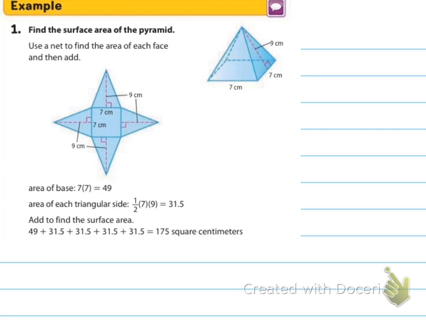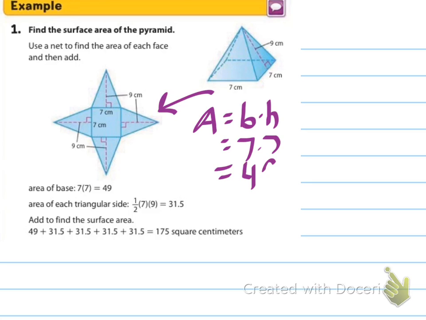Whenever I do this, I like to color code, and I also like to write the numbers inside the shapes. They've already made the net for us, so we're just going to use what they gave us. So finding the area of the square in the center is base times height, which is 7 times 7, which in this case is 49 centimeters squared.